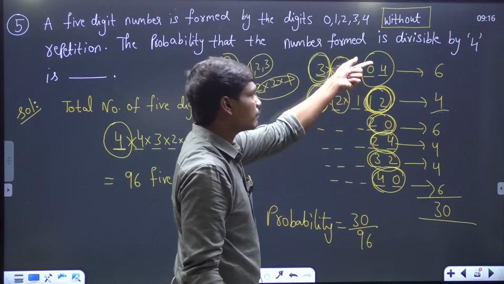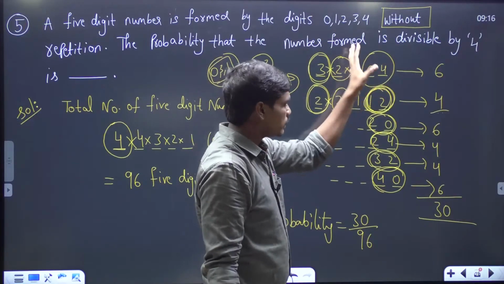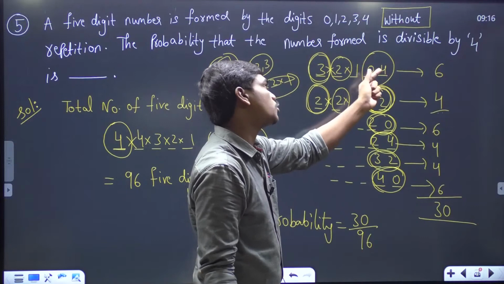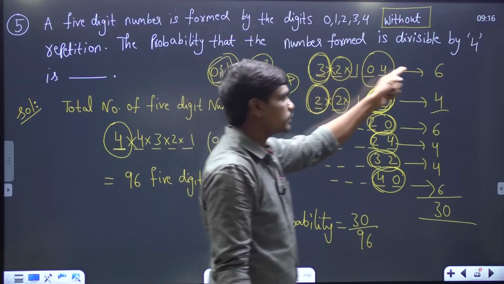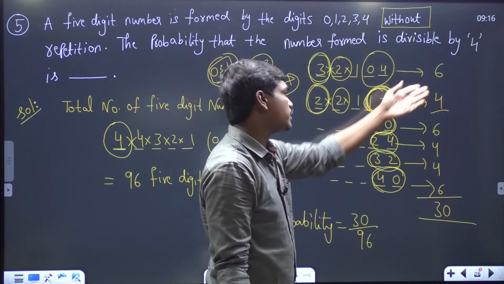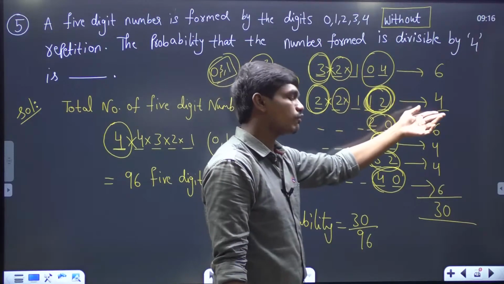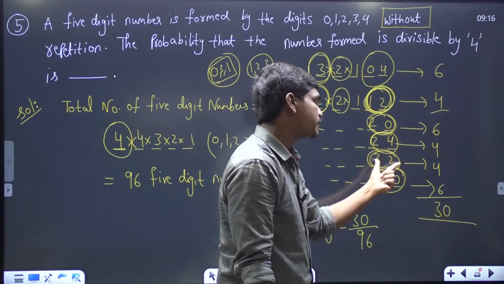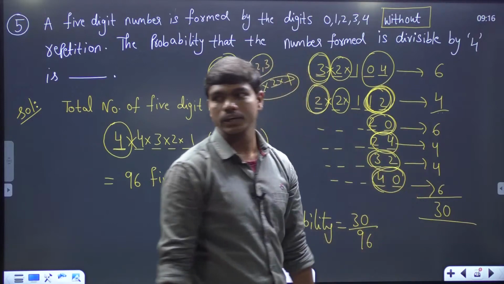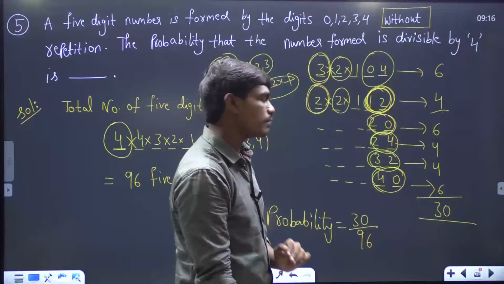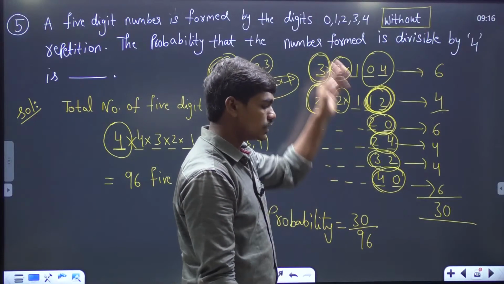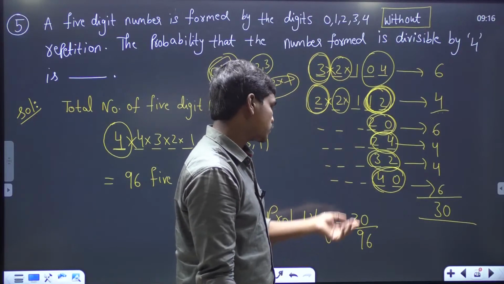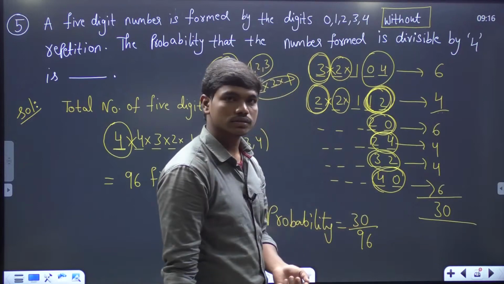So if you follow this logic, whenever 0 is already present in the last 2 digits, then 0 can't come here, which means you can form 6 numbers, and finally if 0 is not coming here, you can form only 4 numbers. So 0 is coming, 6; not coming, 4. Here it's not there, 4. So total, if you calculate, you will get 30 5-digit numbers which are divisible by 4 using this method. Okay, so this is 30 by 96. Clear?